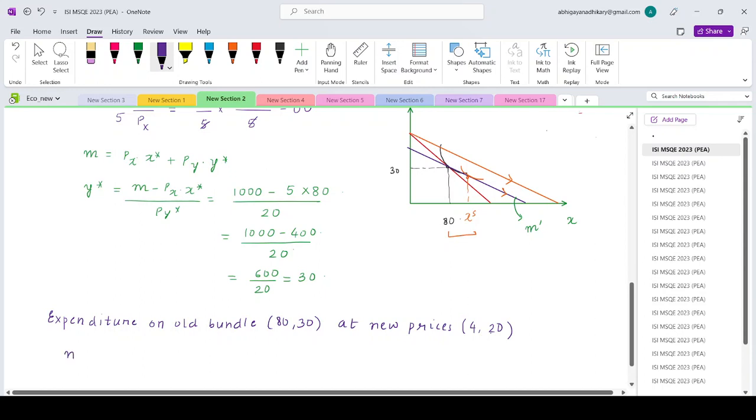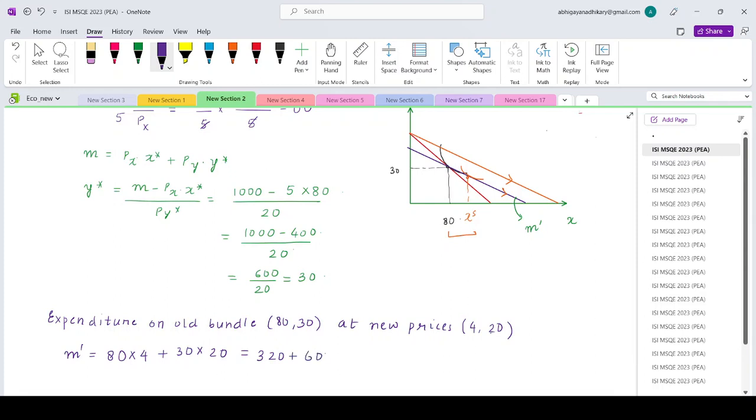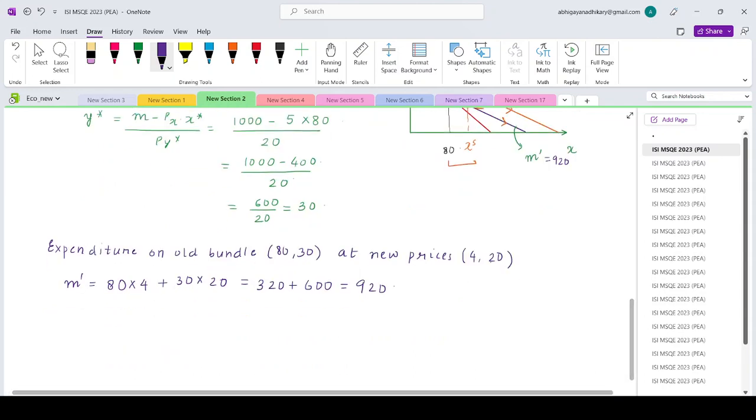So what is my M dash? It is 80 into 4 plus 30 into 20. So that is 320 plus 600, turning out to be 920. So this is the M dash, which is 920, which represents this parallelly shifted budget line.